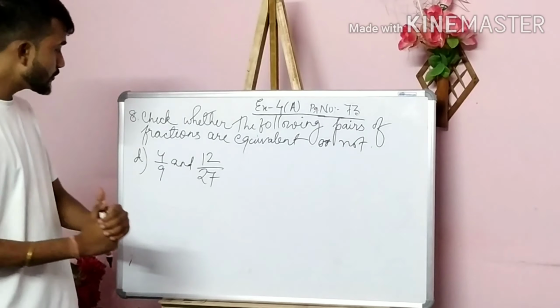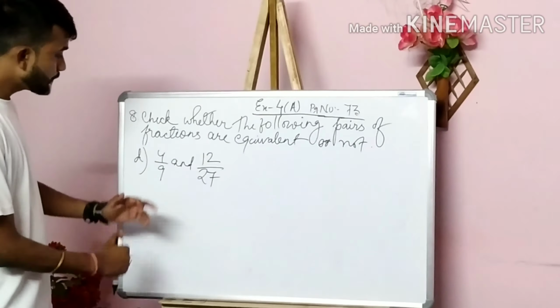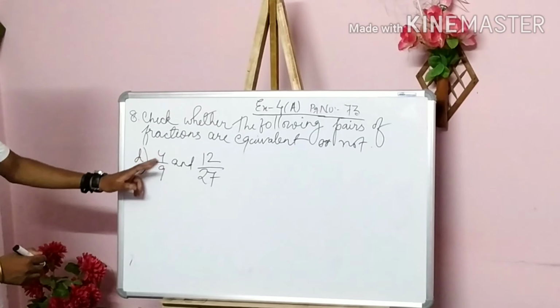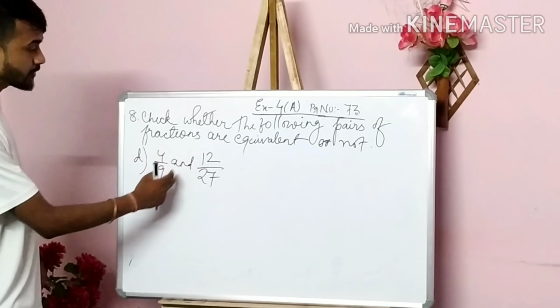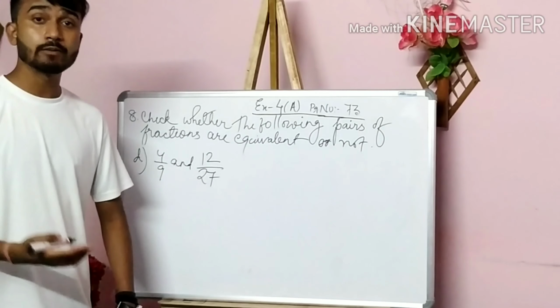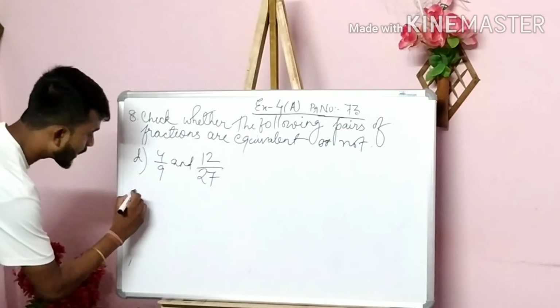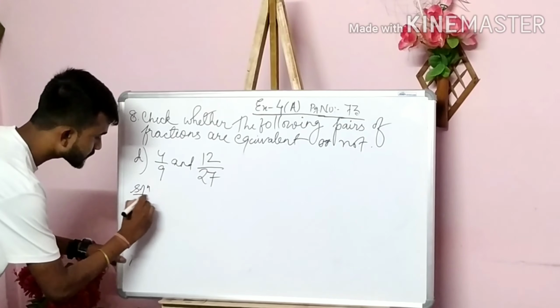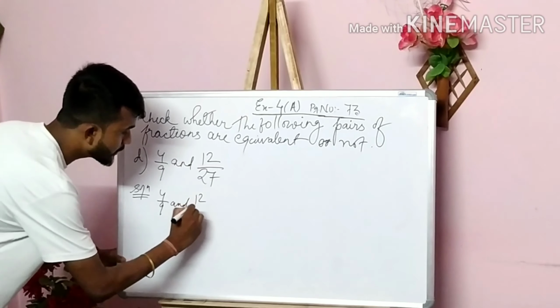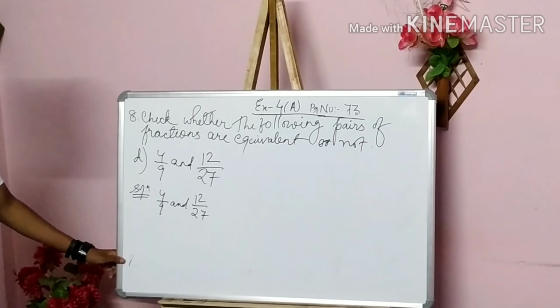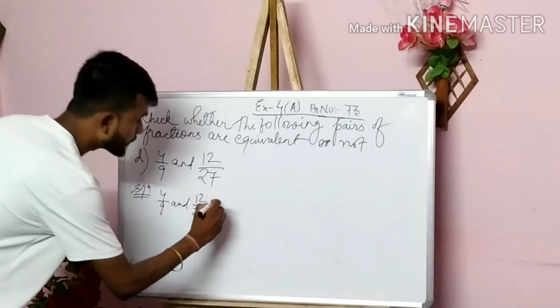Okay, so students, as we have done the earlier one, now we are going to do the next question. You see, 4 by 9 and 12 by 27. We have to check whether these fractional values are the same or not. Okay, I will write it here. Solution: 4 by 9 and 12 by 27 I have written. Now what are we going to do? We will just cross multiply.